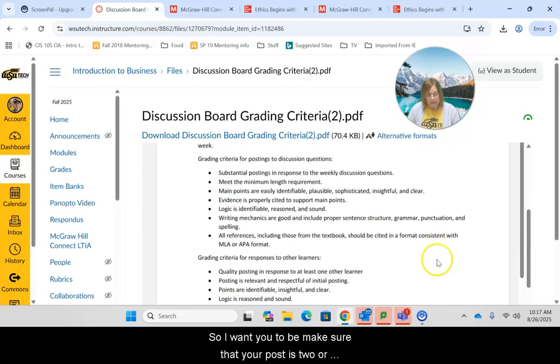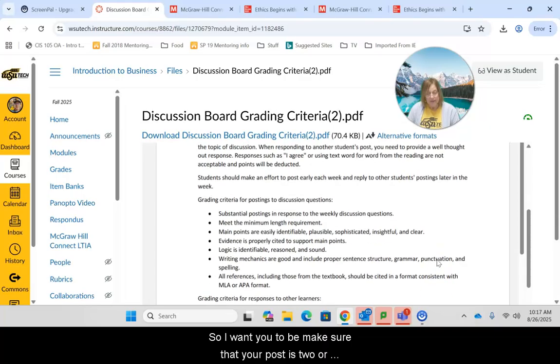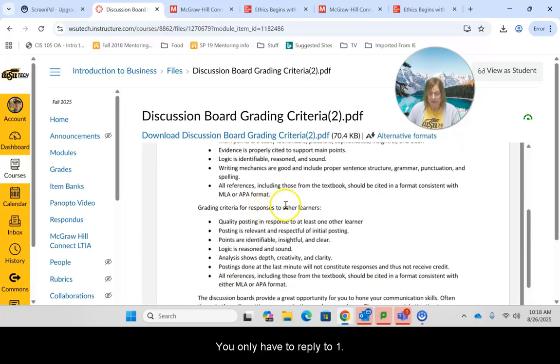So I want you to make sure that your post is 2 or 3 paragraphs long. Especially when you reply, don't just say, yeah, I agree. Well, why do you agree? Put some thought into it. Try to post early in the week. I would suggest posting by Wednesday or Thursday, and that way people have a chance to come back and reply to something when they come back and look at it. Then later in the week, go back and don't just reply to the first one you look at. Look through all of them and reply to them. You only have to reply to one.